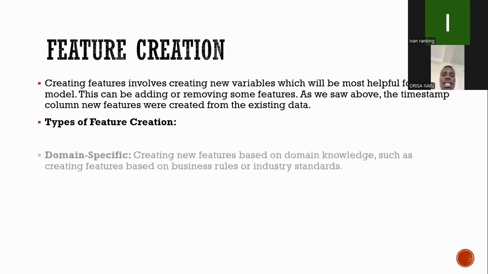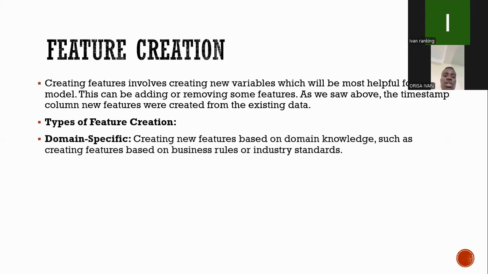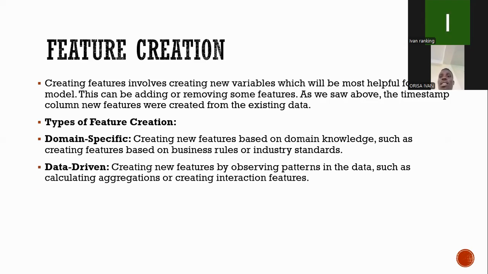So what are some of the types of feature creation? When we talk about feature creation, it can be domain specific. Domain specific means it is based on some rules. It follows a domain or a standard set by someone who is working on the data.